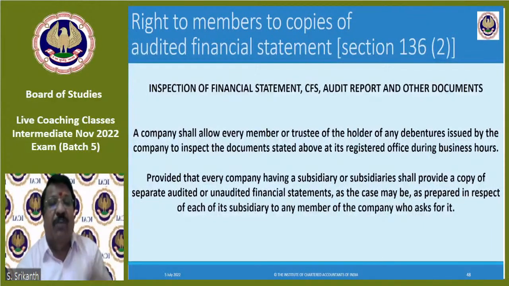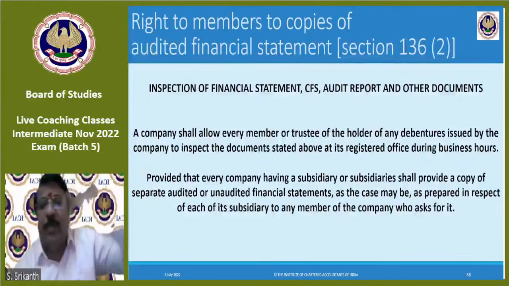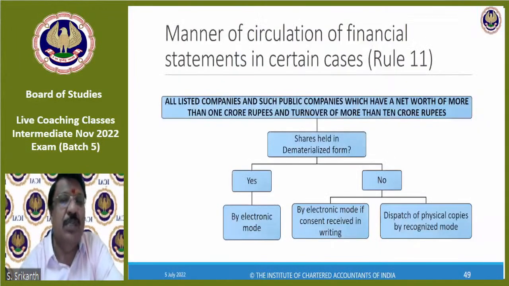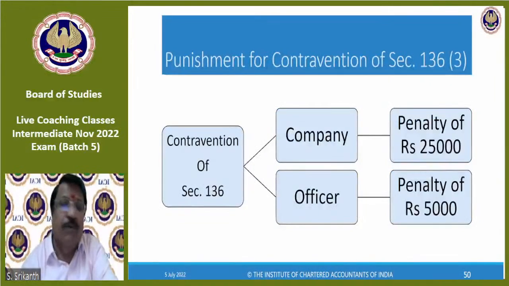So if you are a member of a company and you want the standalone financial statement of the subsidiary, if you ask, they have to provide a copy. So this is the right of inspection of financial statements. These are all rights of members. Of course, here also there is a punishment: company 25,000 and officer 5,000 penalty.